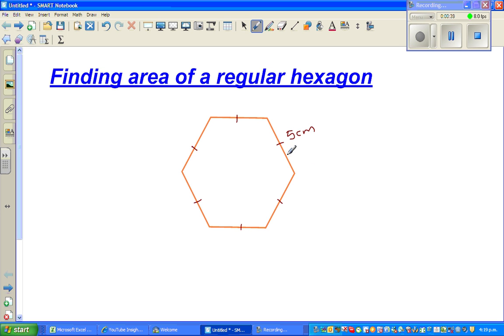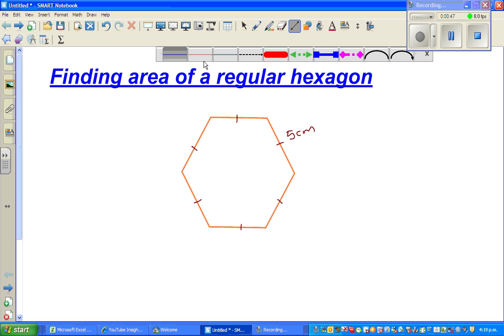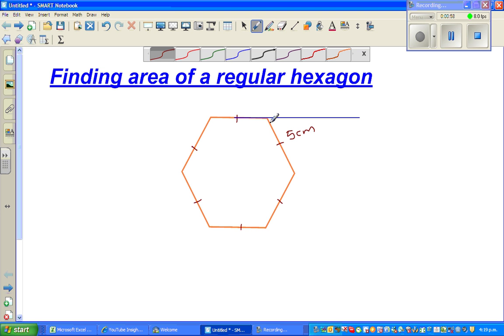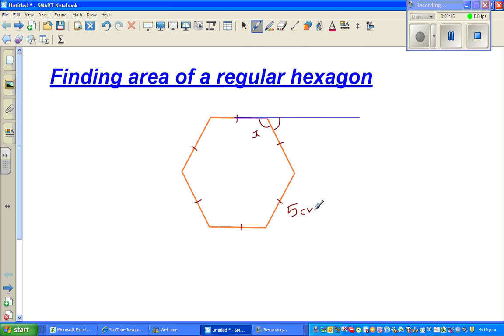Before finding the area, let's see what's the measure of each interior angle. To explain that, let me draw a line. So this is an exterior angle. Let us say this is x. If this is x, this would be 180 minus x. Let me write 5 somewhere else. So this is 5 centimeters.